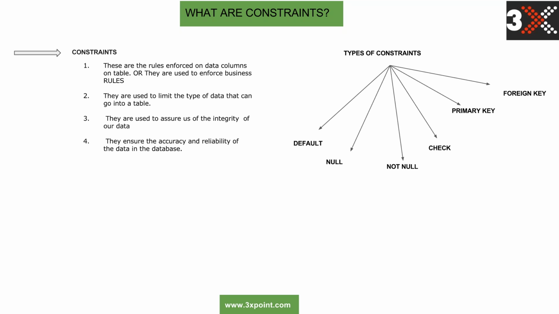And what are the types of constraints? We have default, we have null, we have not null, we have check, we have primary key, we have foreign key.